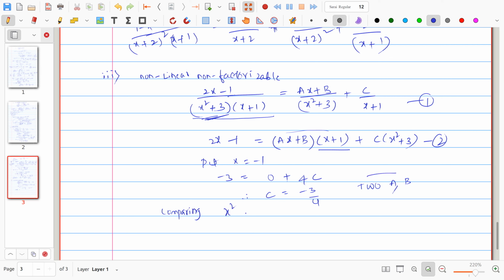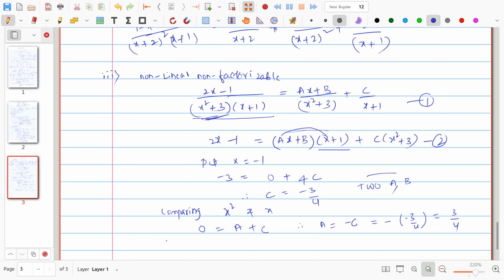If there are two unknowns, then we need to compare the x square and x terms on both sides of equation 2. First we compare the x square. The left side is 0, and the right side is a plus c. Therefore a is equal to minus c. Minus c is minus 3 by 4, minus into minus, plus 3 by 4.